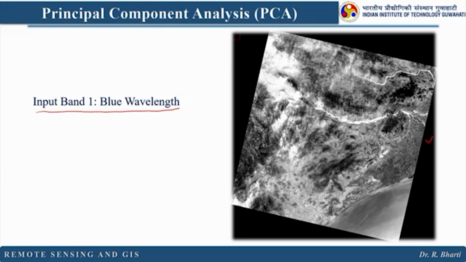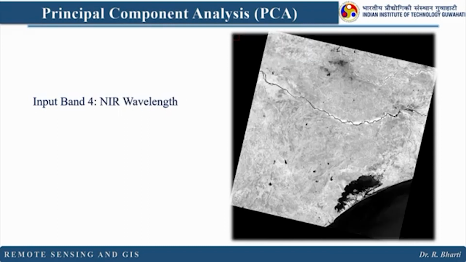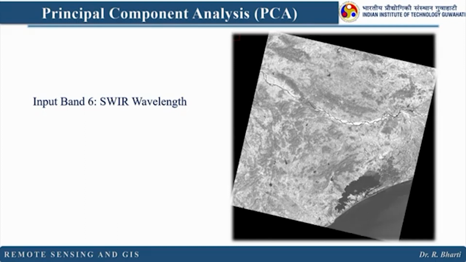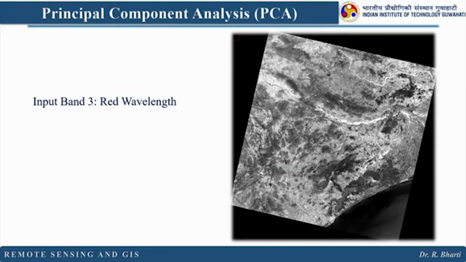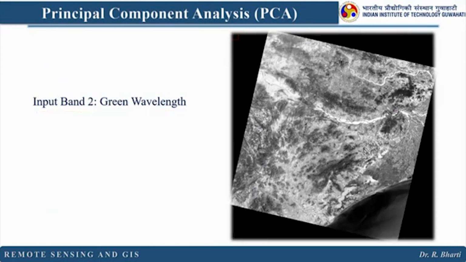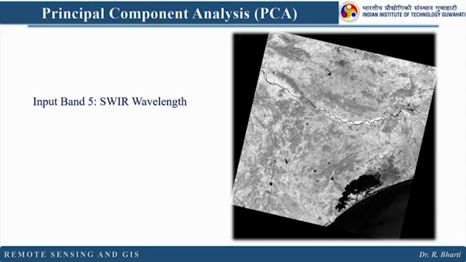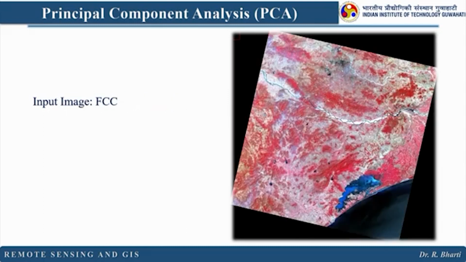So, blue band is this, then green band, red band, NIR band, SWIR band, and this is another band in SWIR. You might have noticed there is a small change in this image whenever we change the wavelength. So, we will consider them as a matrix and apply this PCA, and see how it works. This is the false color composite of the input data, this is how the area looked.